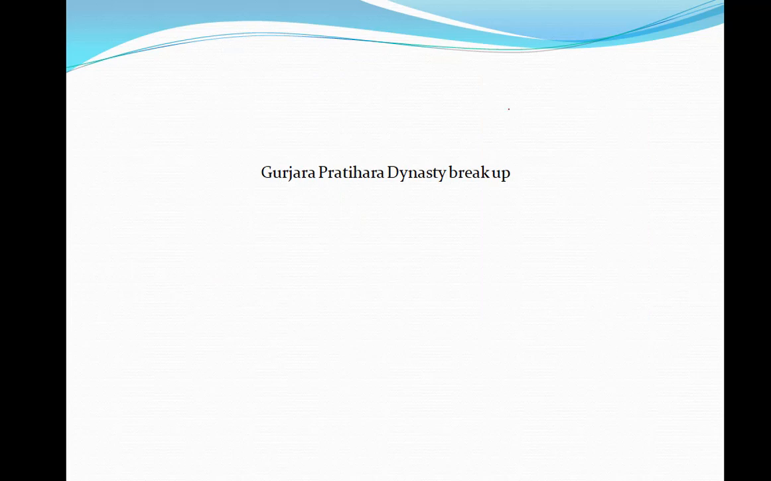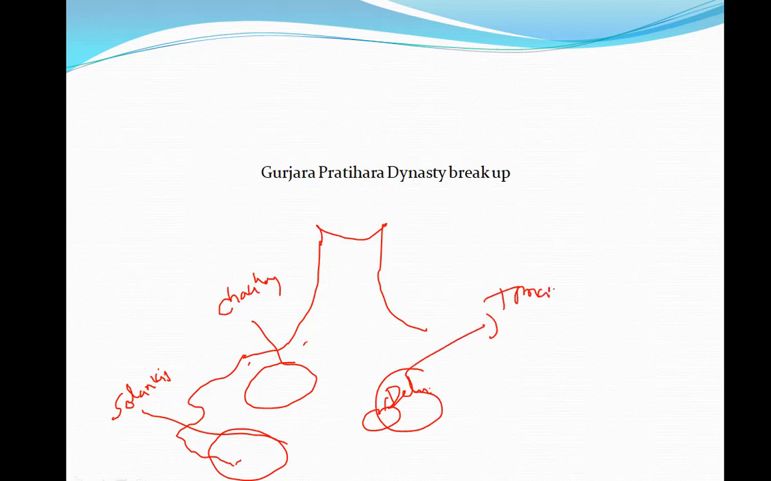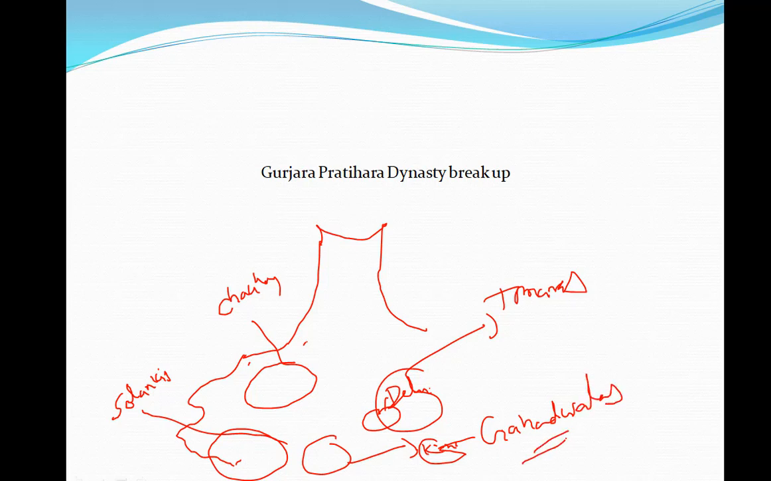Now we will see the breakup of the Gurjara-Pratihara dynasty. I have given you the hint. When the Gurjara-Pratiharas disappeared, in the Rajasthan area came the Chauhans, in the Gujarat area the Solankis, in the Delhi area the Tomaras, and at Kanauj, their base, the Gahadwalas.